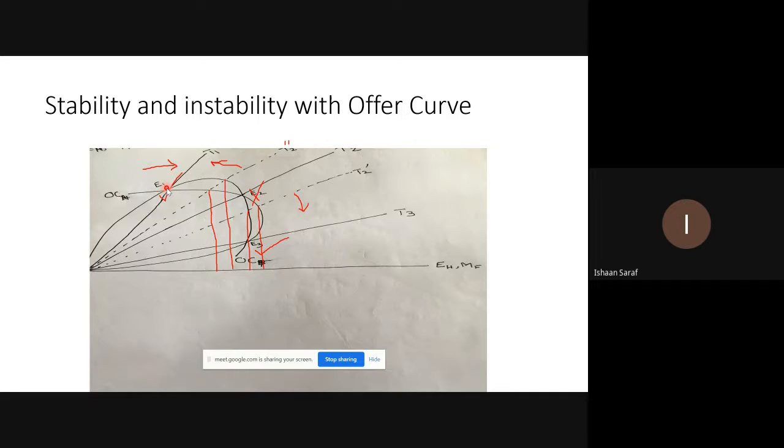And ma'am, even if we move towards E2, even if it is closer to E2, it will again come back to E1, because you cannot go back to E2 again. Every point is giving you excess demand, and that will increase the price of your exportable. Any point between E1 and E2, in terms of trade, is showing excess demand of your exportable, and that will increase the terms of trade and it will give you E1 again.